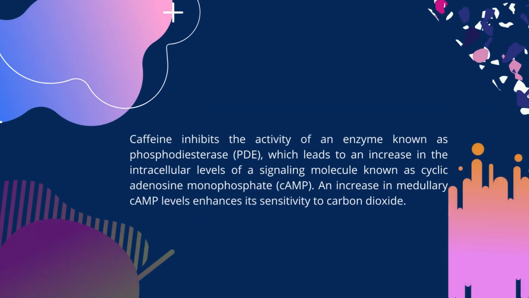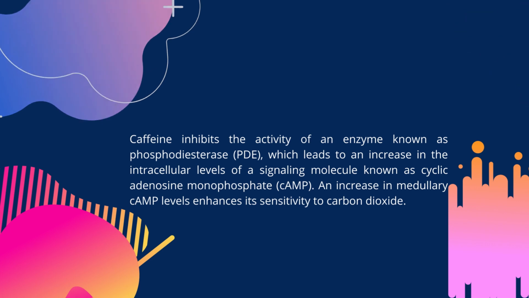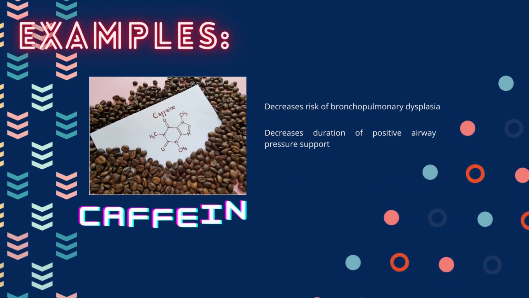Caffeine inhibits the activity of an enzyme known as phosphodiesterase, which leads to an increase in the intracellular levels of a signaling molecule known as cyclic adenosine monophosphate. An increase in medullary cAMP levels enhances its sensitivity to carbon dioxide. Caffeine also decreases risk of bronchopulmonary dysplasia and decreases duration of positive airway pressure support.